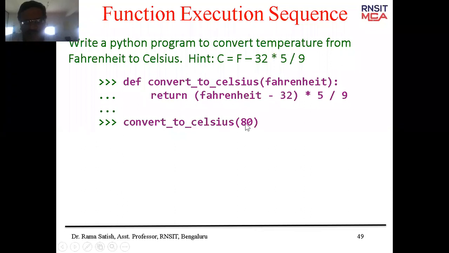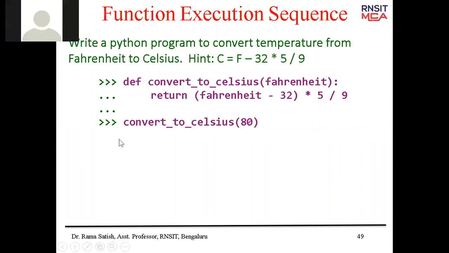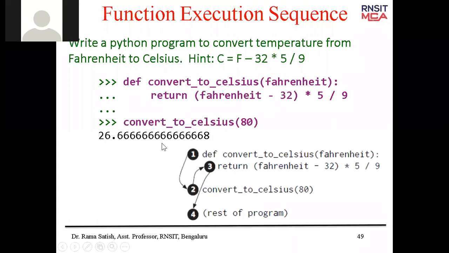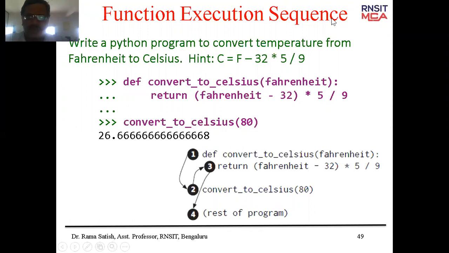If I pass 80, what happens? 80 will be sent to Fahrenheit, and the returning value will be directly printed. So you will get 26.666 as the value.